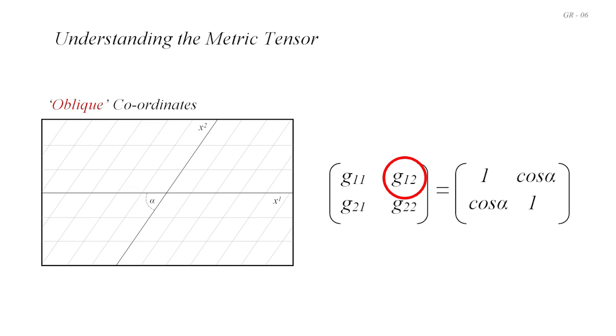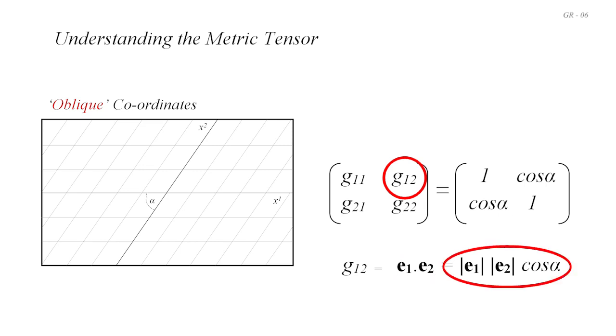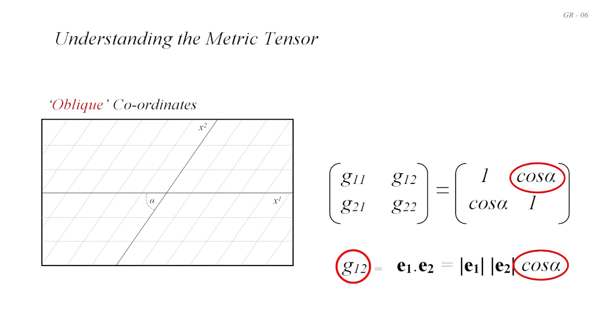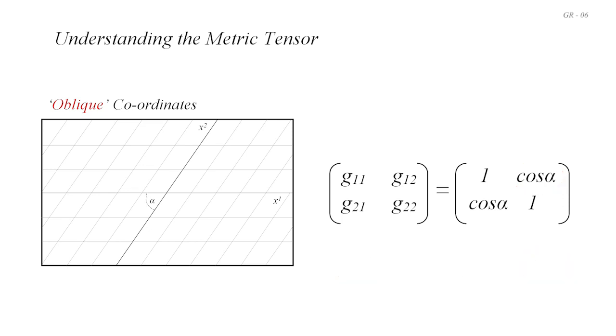However, for this, G12, which is of course the same as G21, we know that it is the dot product of the two basis vectors, and therefore equal to the product of their sizes multiplied by the cosine of the angle between them. The sizes in this case each being 1, we can say that for this oblique reference frame, G12 must be cosine alpha, and it must have that value everywhere because the angle between the basis vectors never changes throughout the space. So that should all make sense.